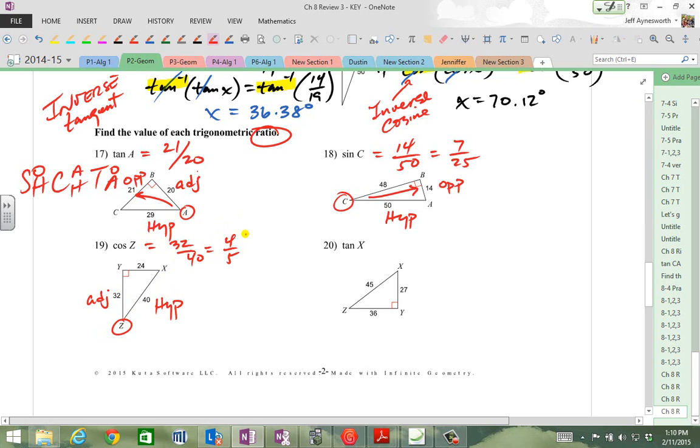Okay, simplify your fractions. Now, here's X. Tangent is opposite, 36, divided by adjacent. Okay, so this is equal to 36 divided by 27. Divide both by 9, and you get 4/3. Always simplify your fractions.